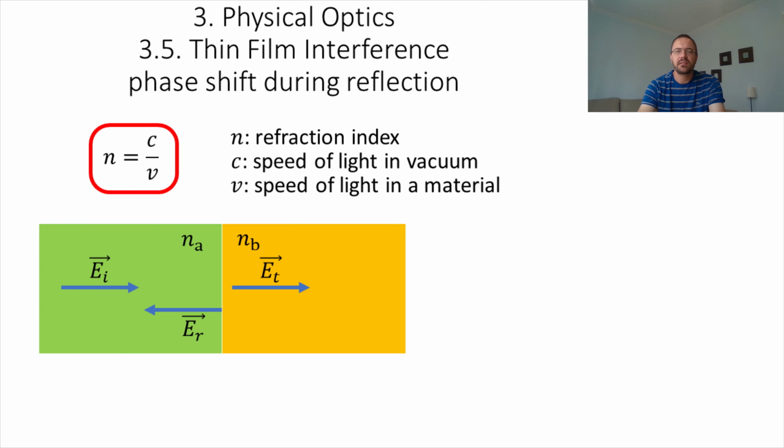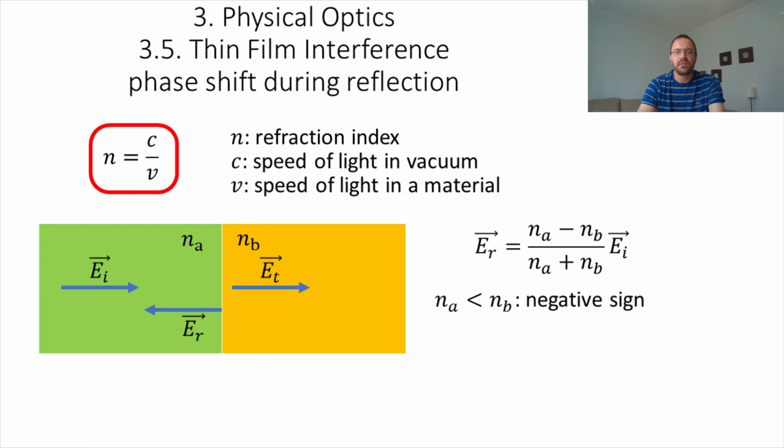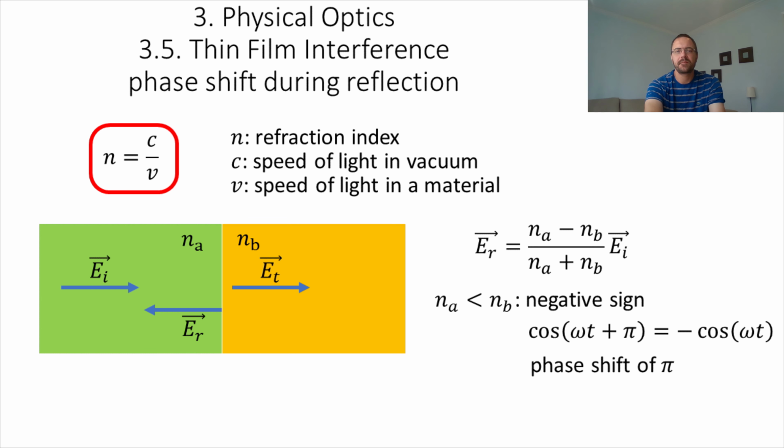And the amplitude of the electric field that is reflected will be given by (nA minus nB) over (nA plus nB) times the incident electric field. You can see that if nA is smaller than nB, that means if the light travels faster in material A than in material B, then the reflected electric field will have the opposite sign as the incident electric field. And since minus cosine omega t is equal to plus cosine of omega t plus pi, then instead of reversing the sign, we can simply add a phase shift of pi.